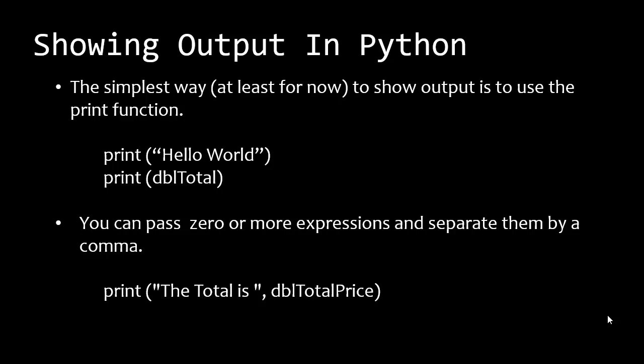If you remember how we did a string in VB, we used concatenation symbols. In this case, all we need to do is separate by a comma. So the total is, I have a space after that, comma, dblTotalPrice. If I did that and the total price was $100, it would say the dbl total is 100. Make sense? Pretty simple? I think so.